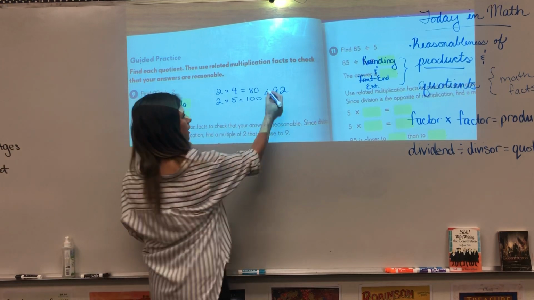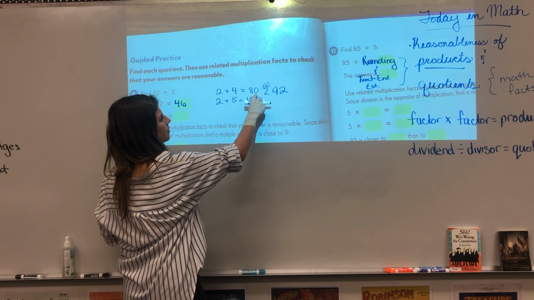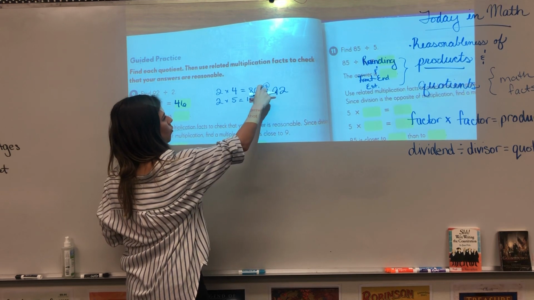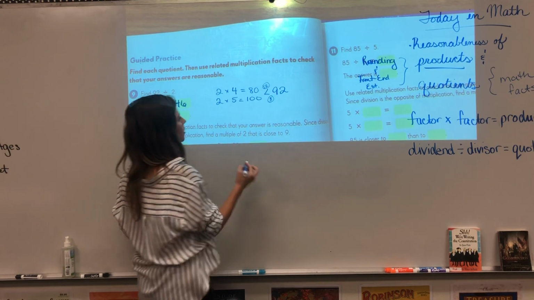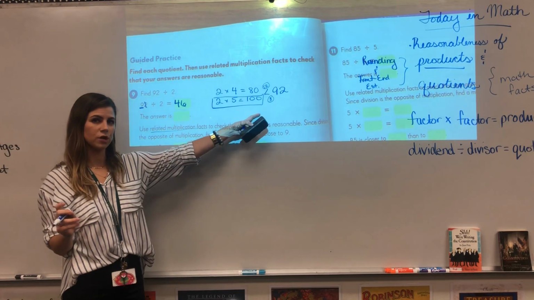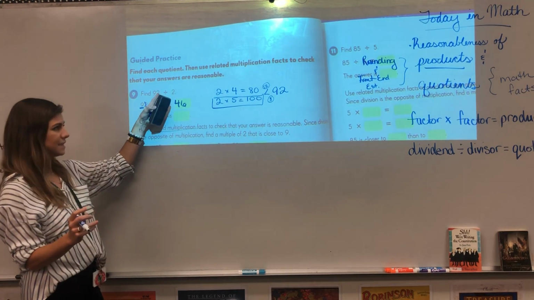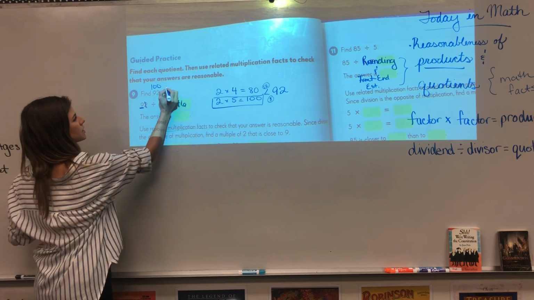Well, I'm just going to tell you, it's 12 away from 80, because 0 plus 2 is 2, 1 plus 8 is 9, 92, and it's 8 away from 100. So we know this is the math fact we're going to use. So instead of 92, we're going to change the 92 to 100. We're going to keep 2 the same.